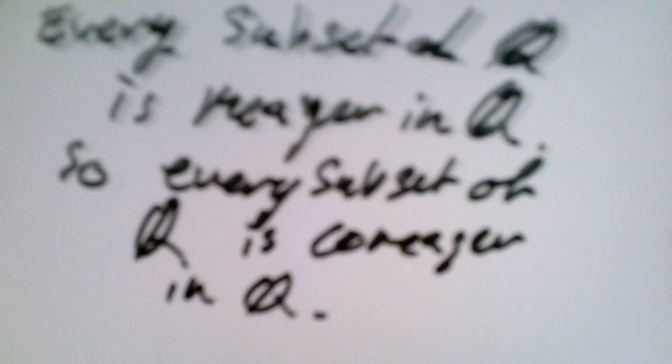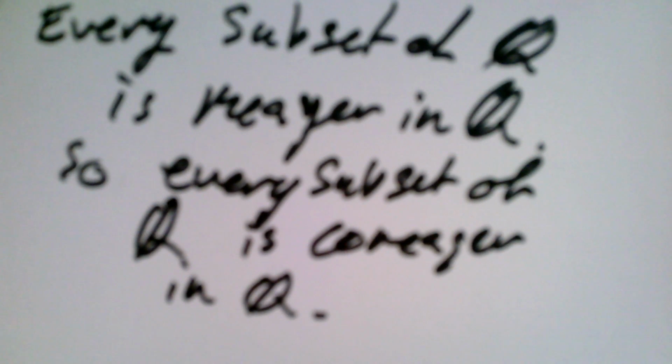Okay, so how do I justify this? Well, since every point of Q is nowhere dense, and Q is a countable set, every subset of Q is at most a countable union of singleton sets, that is, a union of nowhere dense singleton sets. So every subset of Q is a countable union of nowhere dense sets. So every subset of Q is meager.